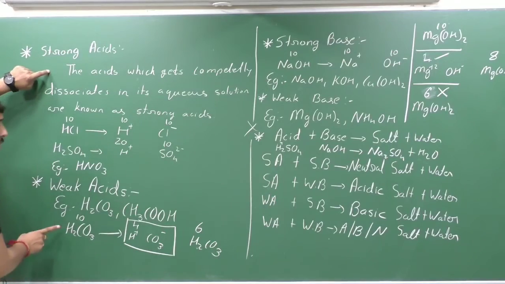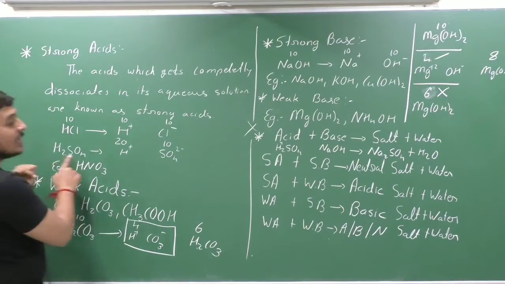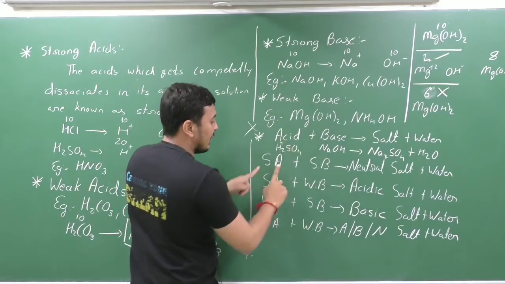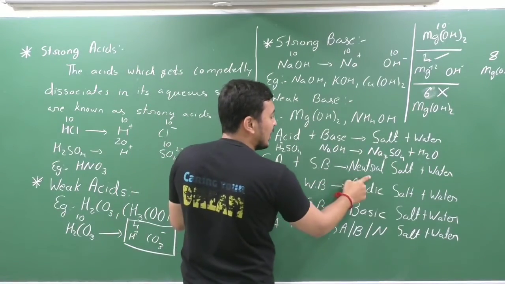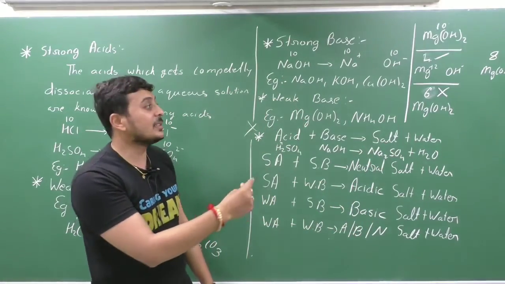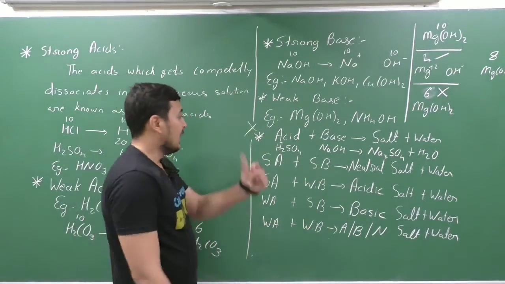Is H2SO4 a strong acid or a weak acid? It is a strong acid. Is NaOH a strong base or a weak base? It is a strong base. So when a strong acid reacts with a strong base, a neutral salt is formed, and thus the Na2SO4 salt will be neutral.